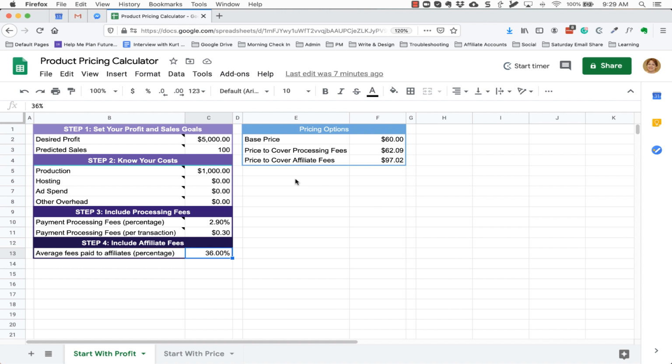So let's walk through this as an example. So let's say I am creating a new product and I want to earn a $5,000 profit from this product. And I think that I can sell 100 of them, okay? Now I've got costs involved. So let's say that it costs me $1,000 to have this product created. So that includes the writers, that includes the graphic designers, that includes the person that's doing the formatting and editing the video and all of that stuff. I spend $1,000 to create this product.